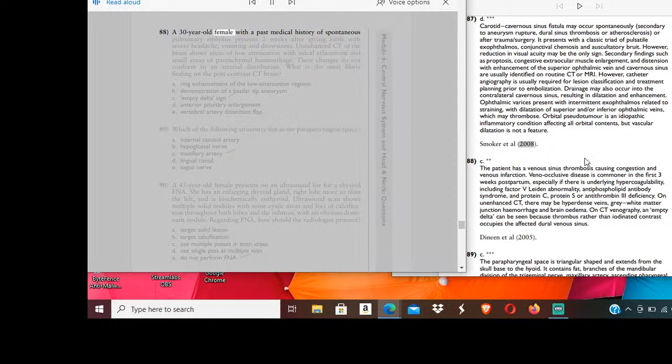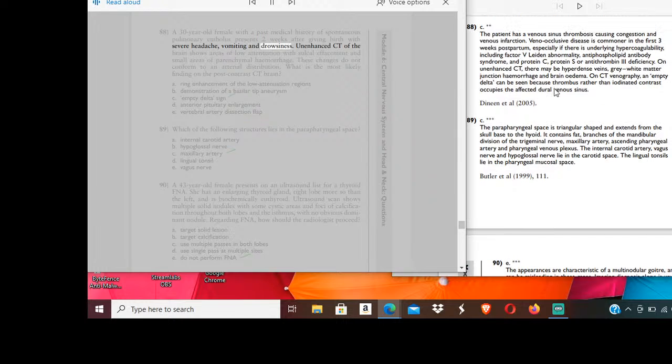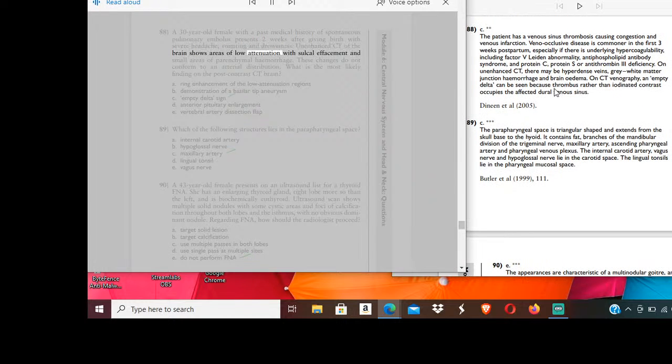A 30-year-old female with a past medical history of spontaneous pulmonary embolus presents 2 weeks after giving birth with severe headache, vomiting, and drowsiness. Unenhanced CT of the brain shows areas of low attenuation with sulcal effacement and small areas of parenchymal hemorrhage. These changes do not conform to an arterial distribution. What is the most likely finding on the post-contrast CT brain? A. Ring enhancement of the low attenuation regions. B. Demonstration of a basilar tip aneurysm. C. Empty delta sign. D. Anterior pituitary enlargement. E. Vertebral artery dissection flap.